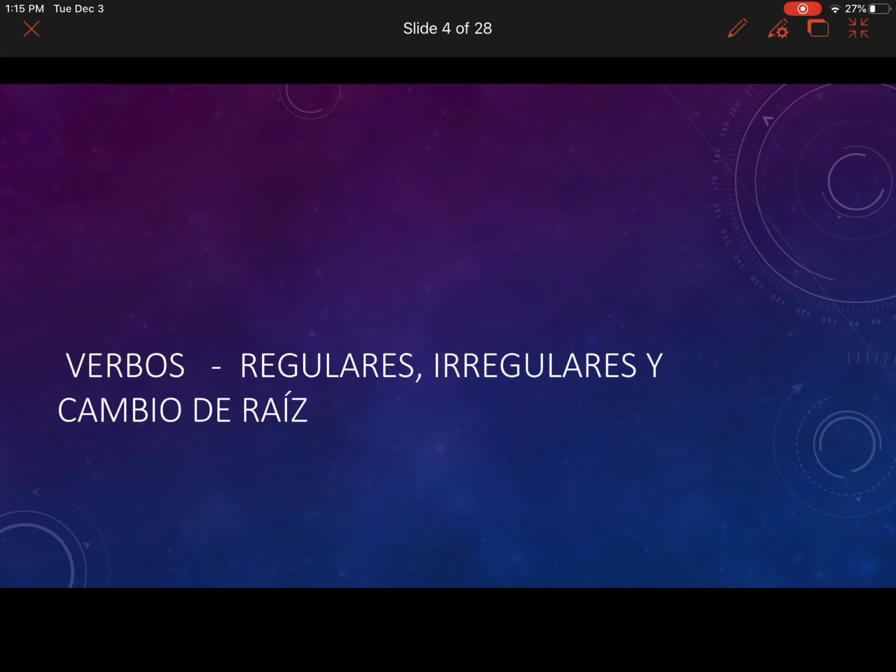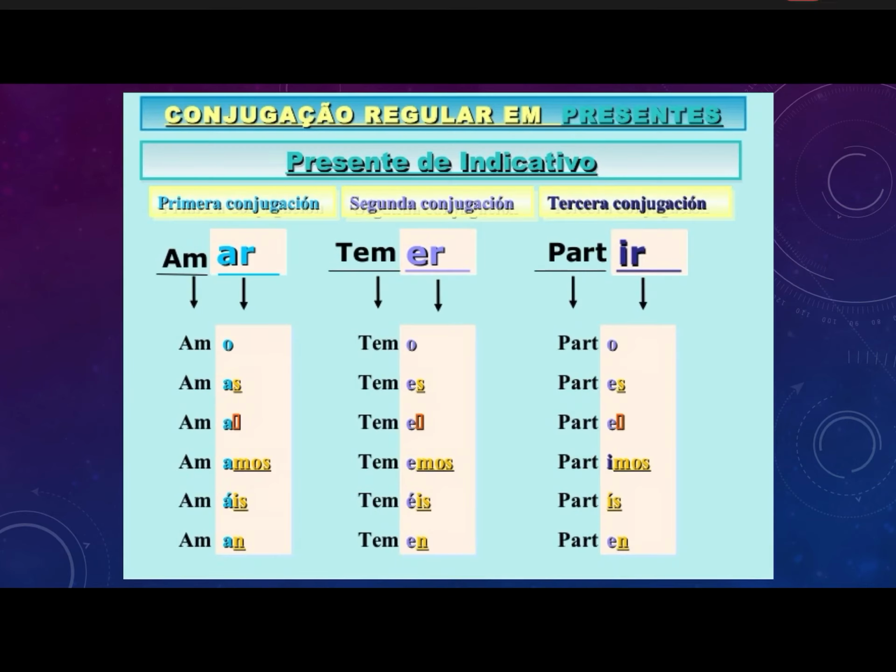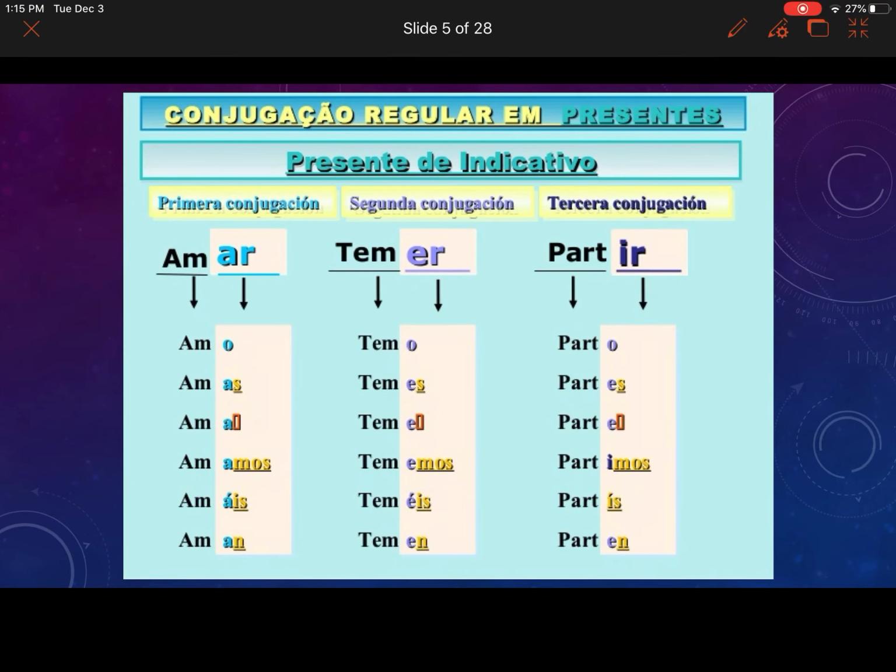Now we have verbs. We're going to look at regular, irregular, and stem changing verbs. For regular verbs in Spanish, it's pretty easy. All we have to do is take the AR, ER, or IR off the infinitive form and add the endings for the present conjugation. So we have the endings o, as, a, amos, áis, and an. We just add that to the stem, which is what remains when we take AR off. And then we have our form.